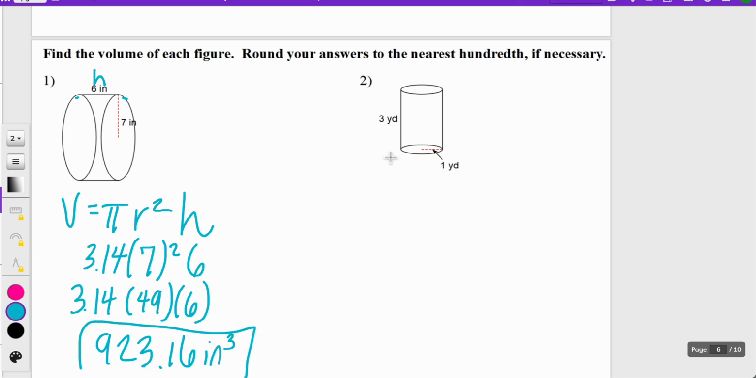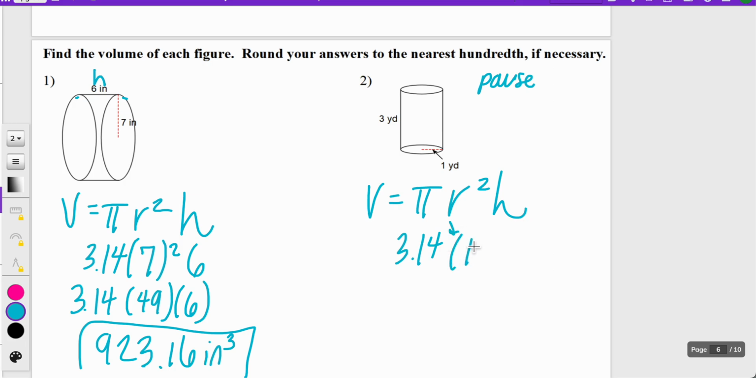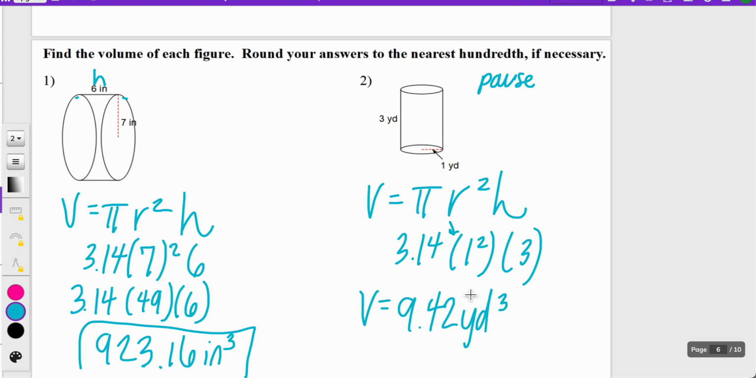Okay, this next one has radius. Why don't you pause the video here and try number 2 on your own, and when you're ready to check it, click play. All right, our volume is pi times radius squared times the height. So pi is 3.14, radius is 1, and then height is 3. So that's 3.14 times 1 times 3. We're going to get volume is 9.42 yards cubed.